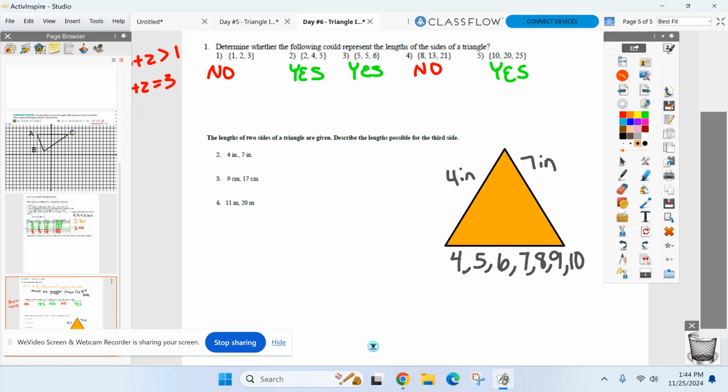I didn't talk there. You know, June gave me 4. That's the first one I wrote down. What about 3? Let's go in the other direction. Would 3 work? No. Why not? 3 plus 4 is 7, not greater. So these are my only values.